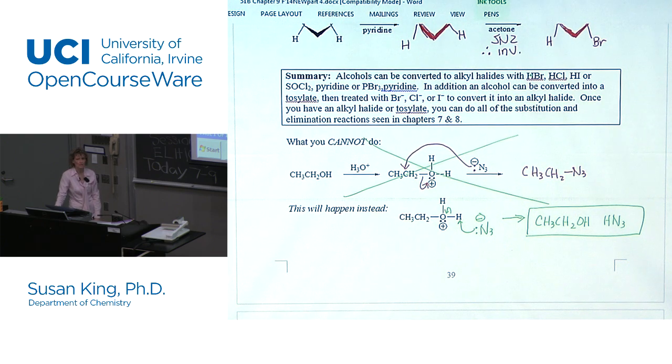N3 minus is not an extremely weak base. The pKa of the conjugate acid is 4.3. So it's just too strong of a base to do what we want it to do, which is substitution, when the fastest of all reactions are acid-base reactions. And so that's why that doesn't work. So make sure you don't try this strategy.